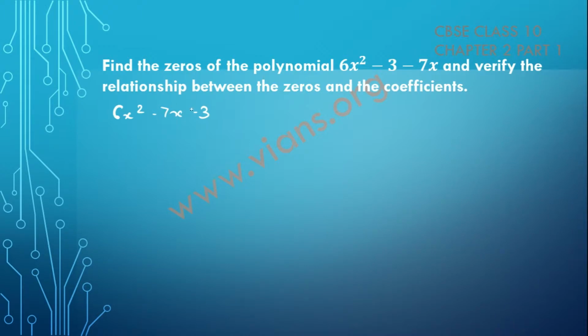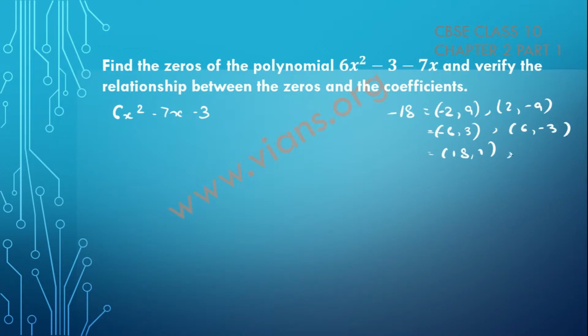So 6 3s are 18. The way you could write 18 is as a factor of 2 and 9, as a factor of 6 and 3, as a factor of 18 and 1. In different ways, so you could write minus 2 into 9 or 2 into minus 9. So this is minus 18. It would be minus 2 into 9 or 2 into minus 9, minus 6 into 3 or 6 into minus 3, or minus 18 into 1 or 18 into minus 1.